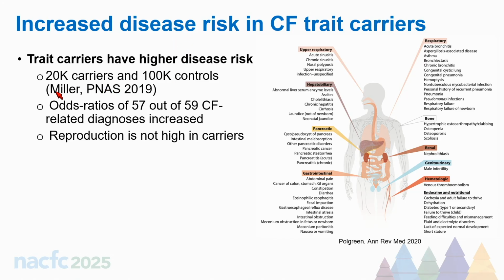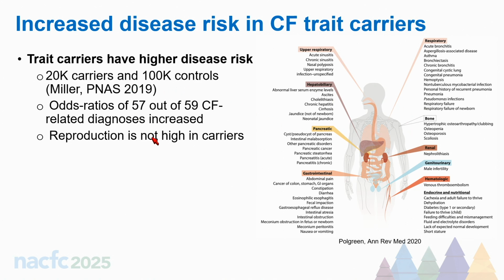There's a beautiful paper by the team in Iowa in 2019 where they surveyed electronic medical records for 20,000 carriers and about 100,000 controls. And they found out of 59 CF-related diagnoses, the CFTR-RDs that Isabel was talking about, they found increased odds ratios in 57 out of 59 of those diagnoses in the carriers.